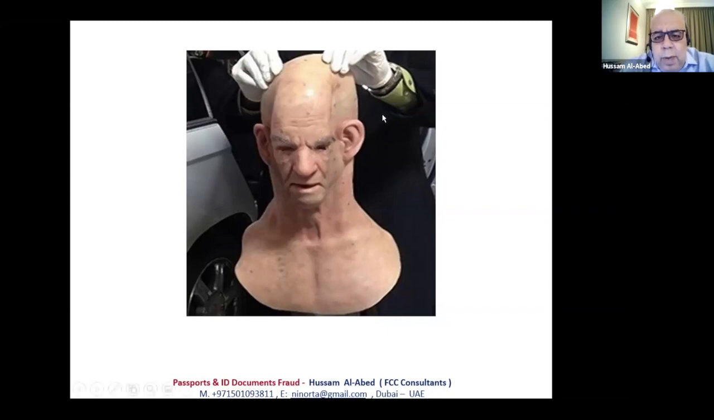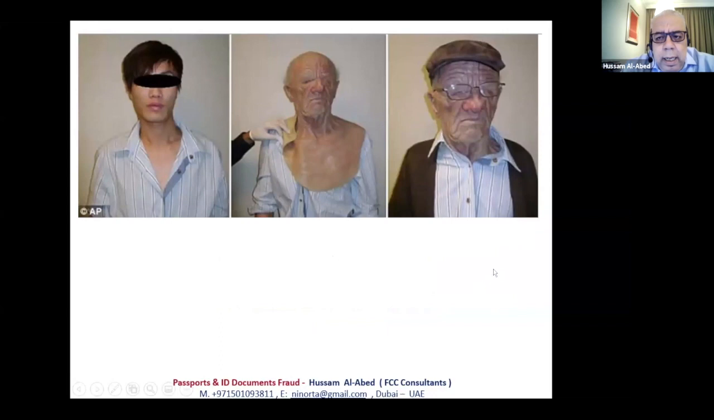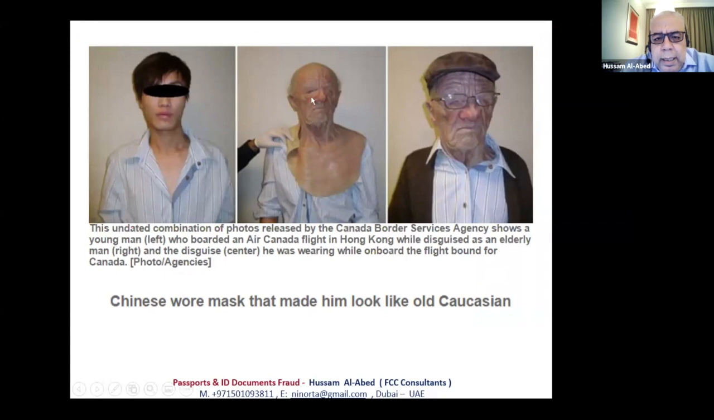One technique is using masks. Here, this is one mask that was used in one armed robbery case. And actually, this was caught in a van after someone ran from police. Here, we can see this guy. As you can see, he's a young Asian guy. And he looked like this on an airplane while using this mask.